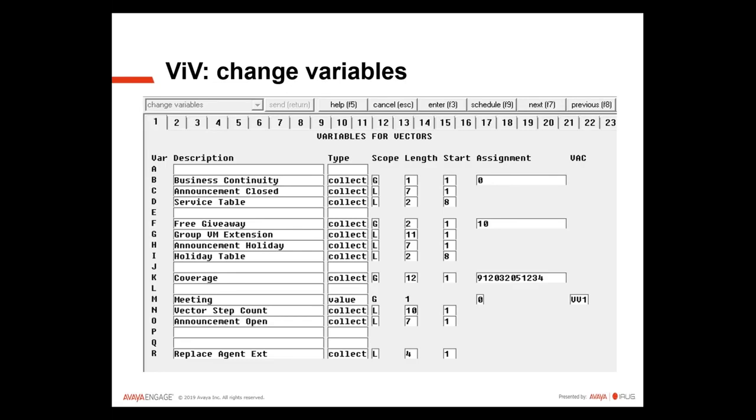So what I'm showing you here is we did business continuity as a variable vector. In here we can also do announcement close, which we had as a VDN, service table, free giveaway we'll cover off later on, and announcement for the holiday. You can see where I've used the letters to my advantage. Business continuity, and C is announcement close. I know by looking at it what those letters mean.